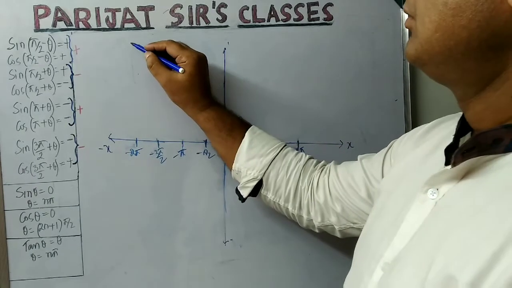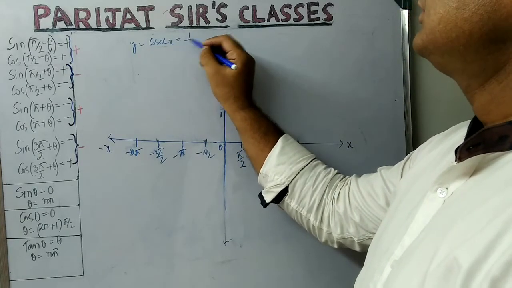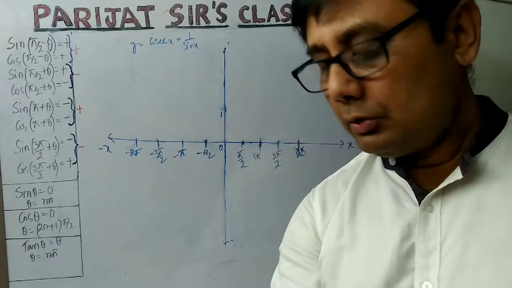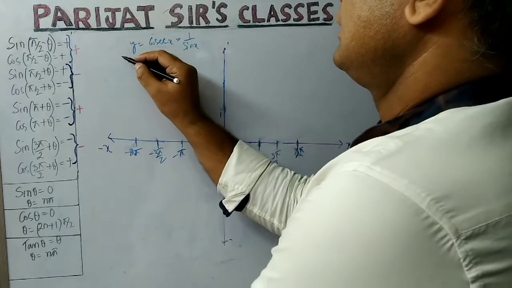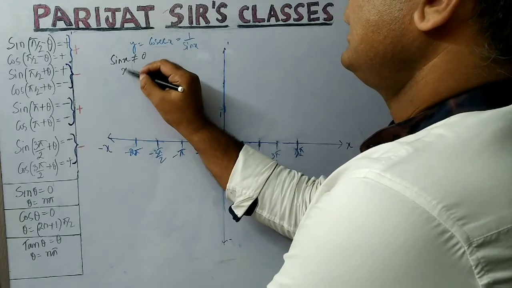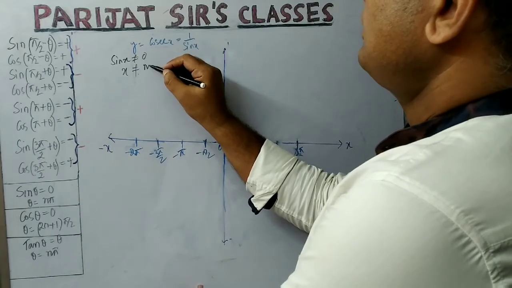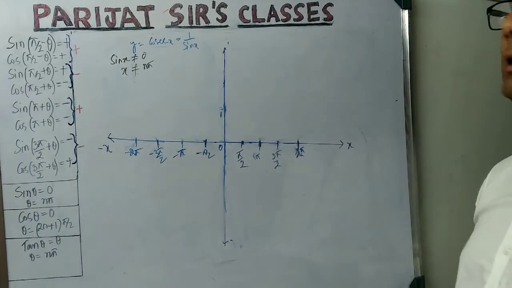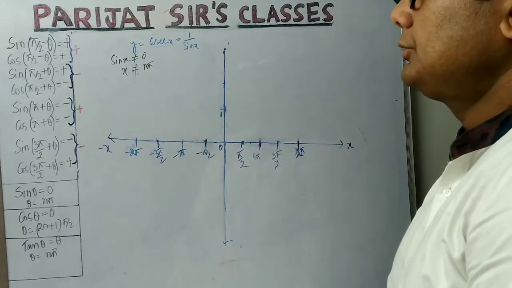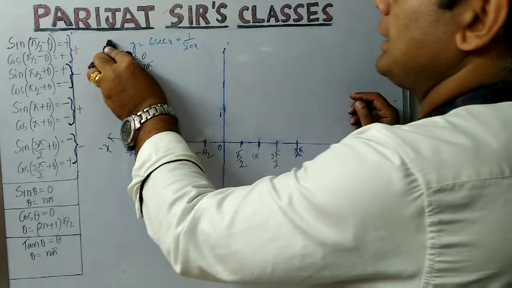So we want to plot y equal to cosec x, which is 1 by sin x. We know that the denominator cannot be 0. So in that case, sin x cannot be 0. That means x cannot be n pi. Okay, so let us now see how to plot this.